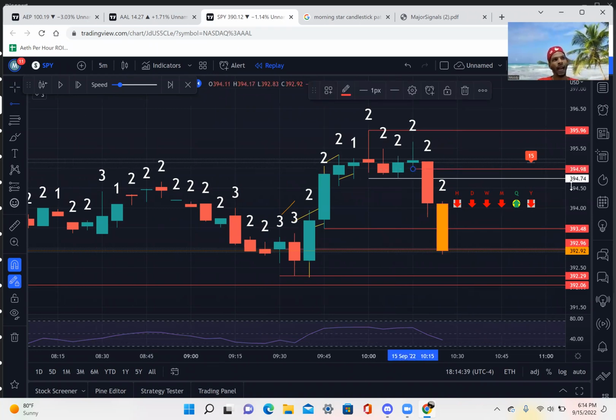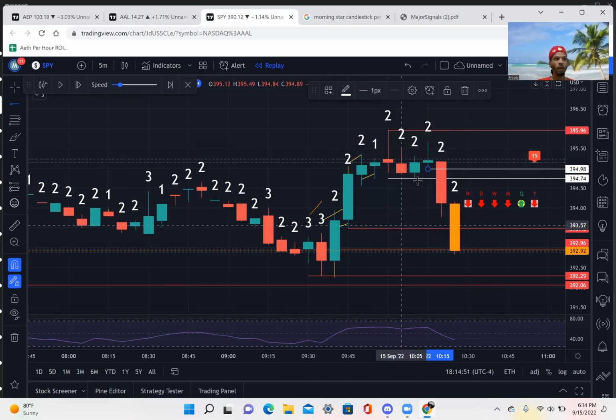Instead of entering at 394.74, you could have entered at 394.98, right? And we're gonna make this white so you can understand. Boom, right? And I'm gonna just teach you something about the strat. This is also a 2 up, 2 reversal. That's another reason I would have taken that, right?